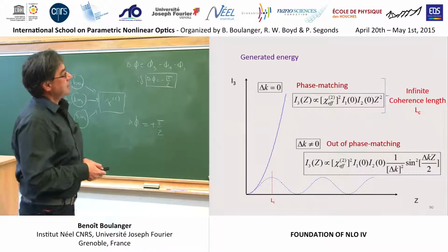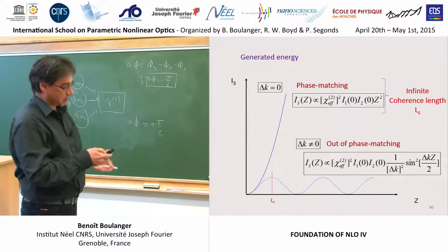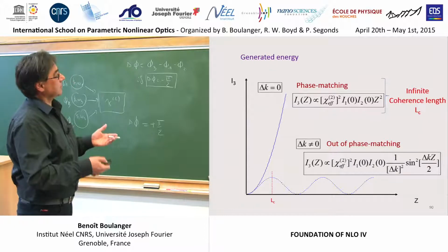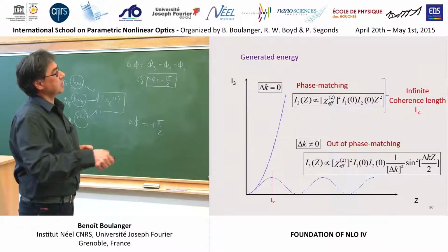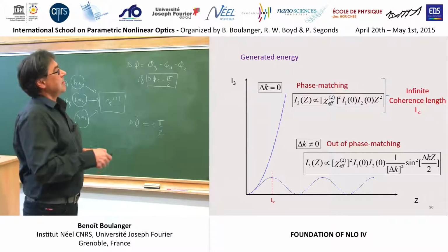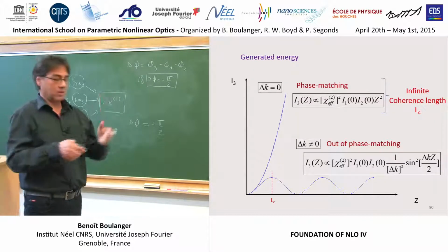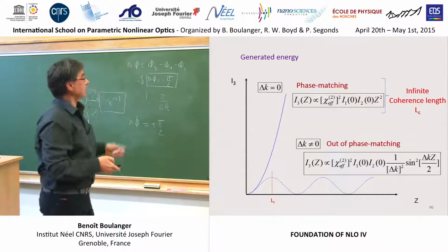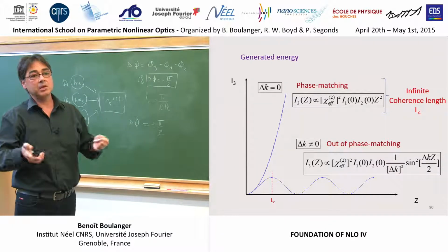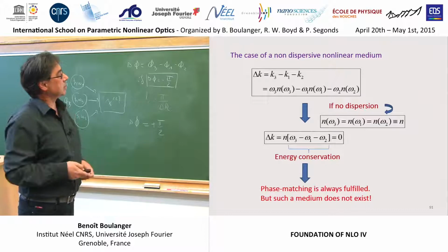Okay, and so now we come back to the generated intensity at omega 3 as a function of z. In the case of phase matching, according to the previous equations, we are going to have a quadratic evolution of the intensity, obviously much more efficient than the out-of-phase-matching case. And you remember the coherence length LC is equal to pi over delta k, so in the case of phase matching, we have an infinite coherence length. Okay, so now we are going deeper into this phase matching case.